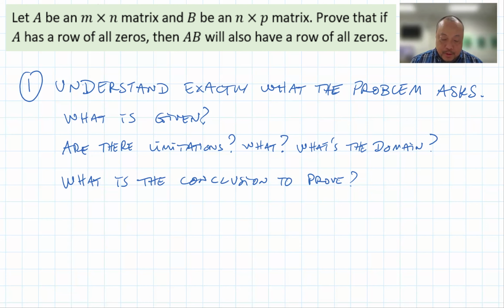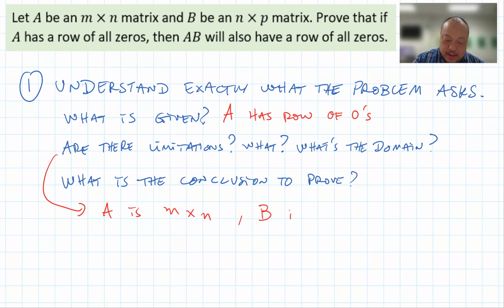So in this example, what's given is that A has a row of 0. Well, what's A in the first place? A is an m by n matrix and B is an n by p matrix. And that is the limitation here. The thing that should enter your head almost right away is, oh, A and B are not necessarily of the same size, not necessarily of the same dimensions. And the other thing you should notice is that n is the same for A as for B.